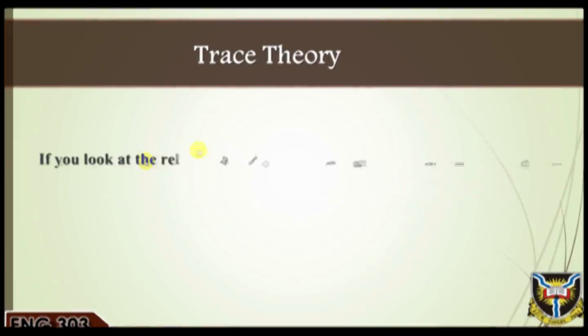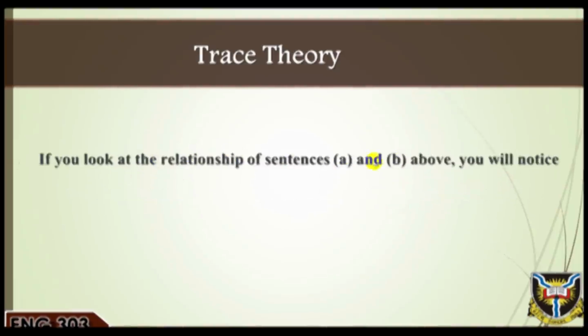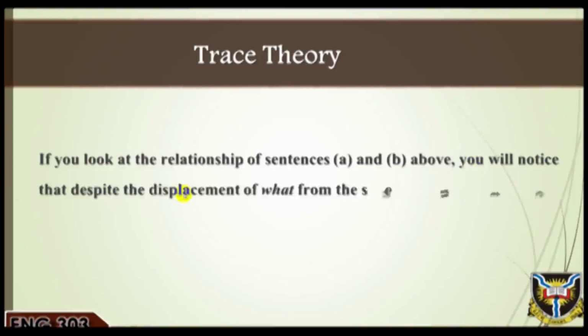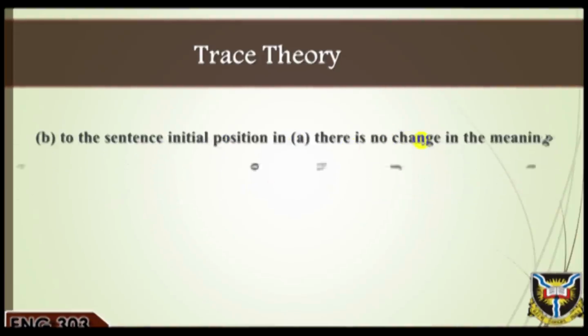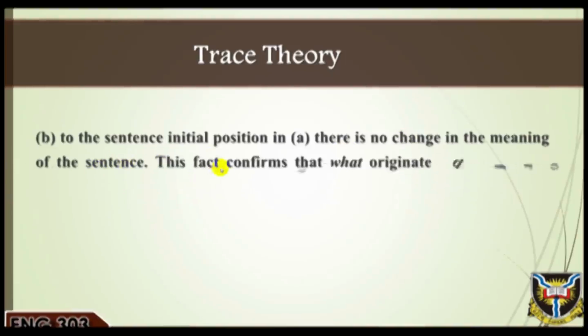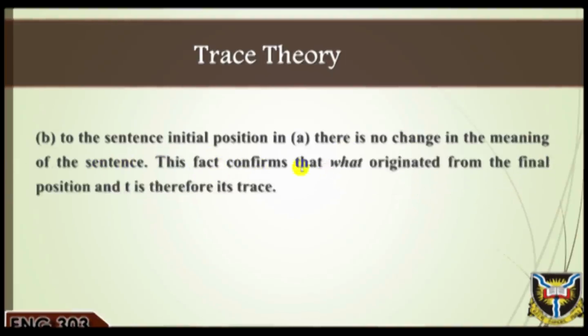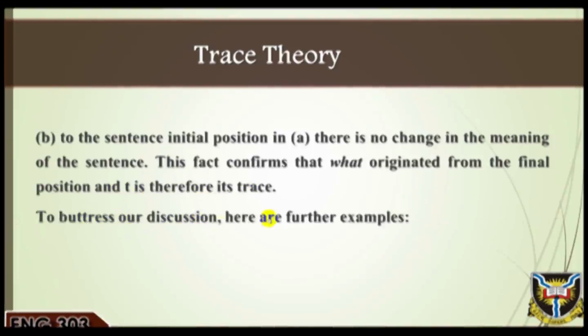If you look at the relationship of sentences a and b above, you will notice that despite the displacement of what from the sentence final position in a to the sentence initial position in b, there is no change in the meaning of the sentence. These facts confirm that what originated from the final position and t is therefore its trace. To buttress our discussion, here are further examples.